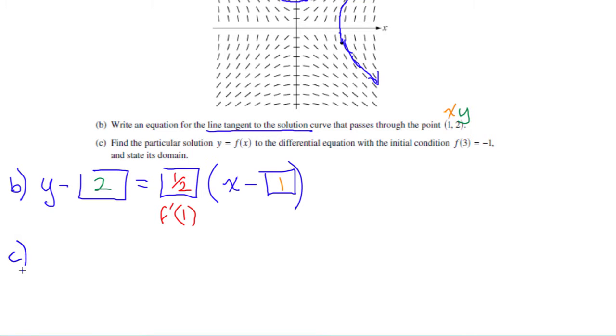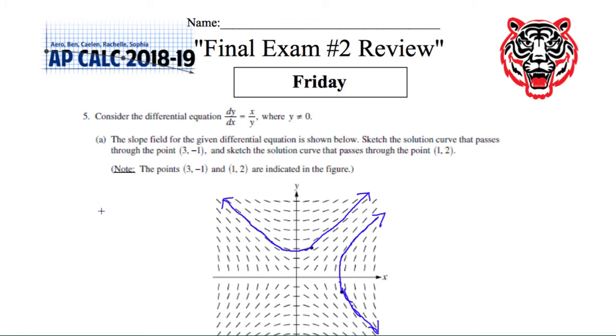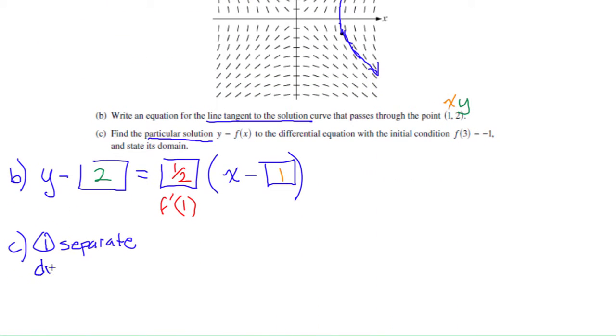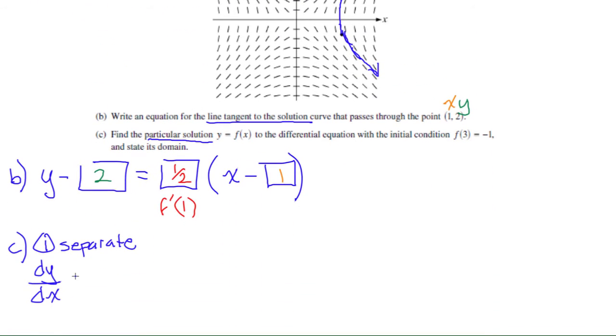Here we go. Oh, look at this key phrase, particular solution. What steps must we be doing? Separate, integrate, and evaluate. Yep, forget the 4th step unless you have extra time. So do step 1, separate. So for this part, because it's x over y, would it be y dy equals x dx? Yeah, you're right.